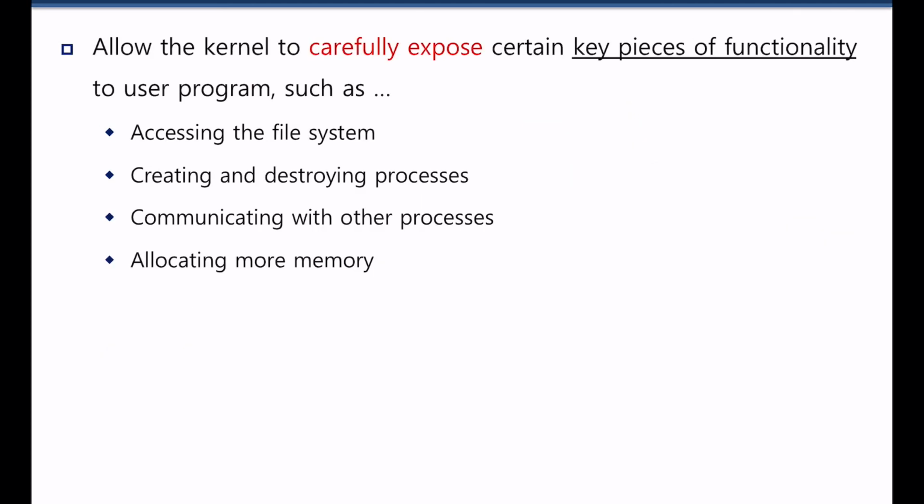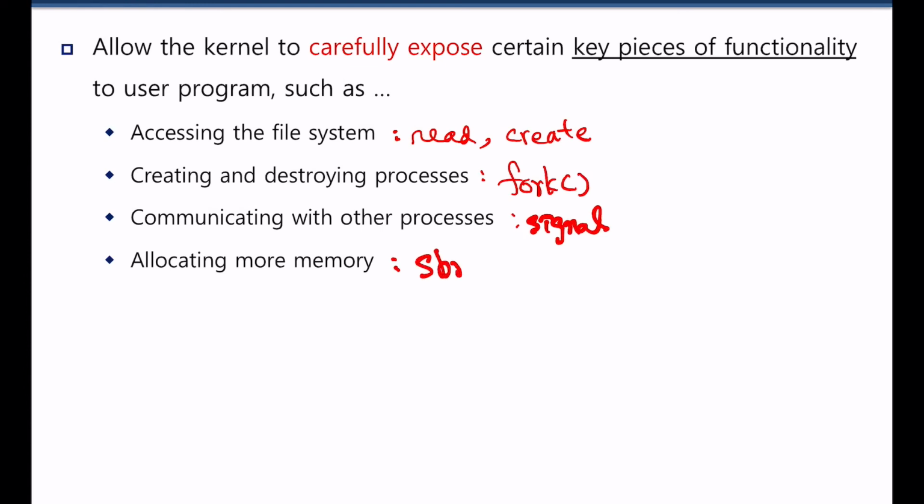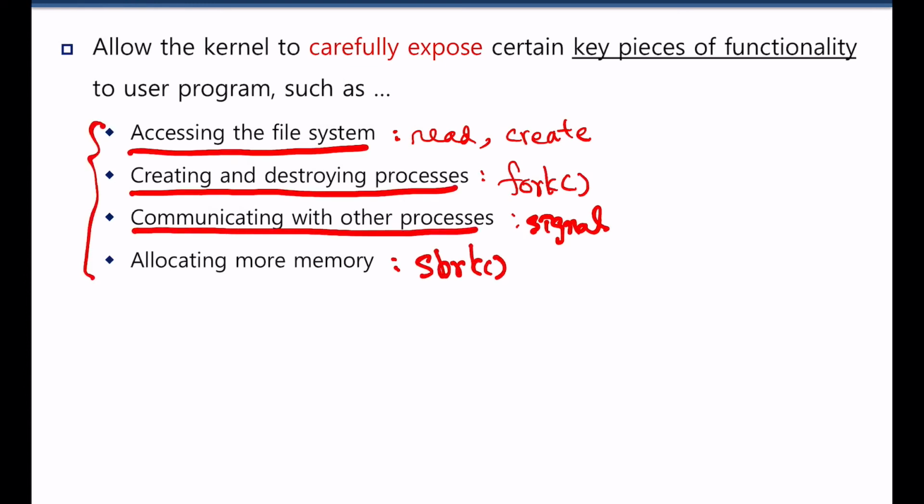There is an important concept of system call. This is one of the most important inventions in operating systems history. The kernel exposes some key operations to the user program, such as reading a disk, creating a file on the disk, creating a process, and allocating more memory, such as the sbrk system call. The user has to ask the operating system to perform these operations on behalf of the user process.